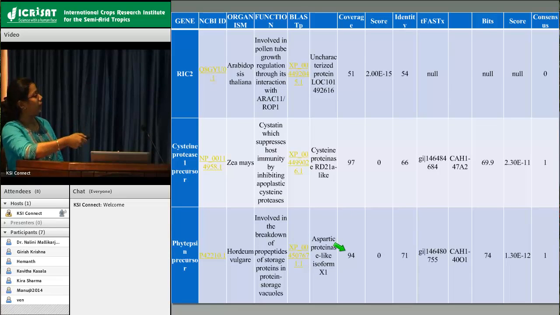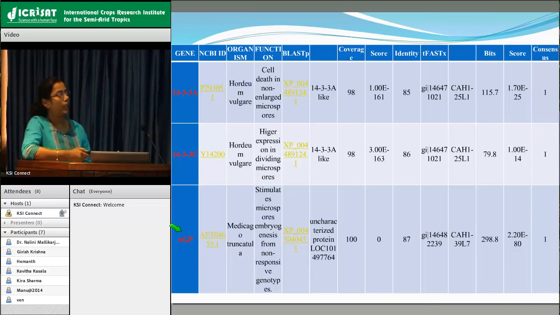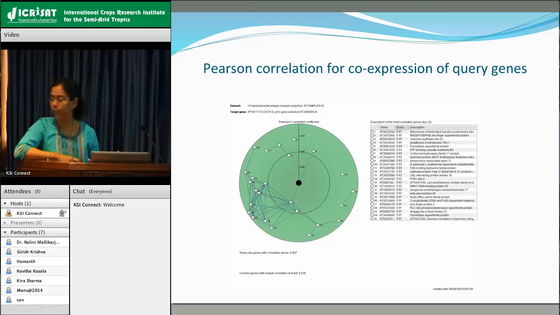And 3 more genes here: arabinogalactans, 1433C and 1433A. All of these have sequence similarity of more than 80% and a coverage of more than 60%. So we have gone for sequence similarity, and we have also gone for protein localization and PFAM orthologies.